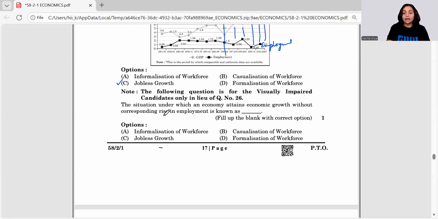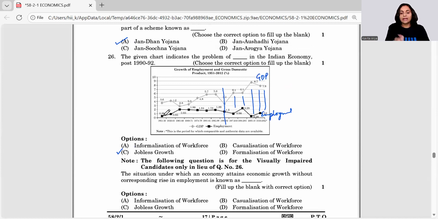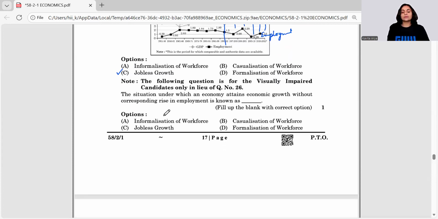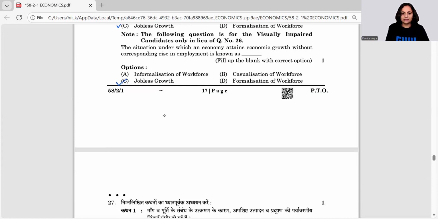Moving ahead, again, as told before. As in when you have any picture-based question, you would have the following question only for visually impaired people, right? I'm discussing it just for the sake of discussion, but you are not to attempt the same. The situation under which an economy attains economic growth without corresponding rise in employment is called. This is again the same, jobless growth, right?